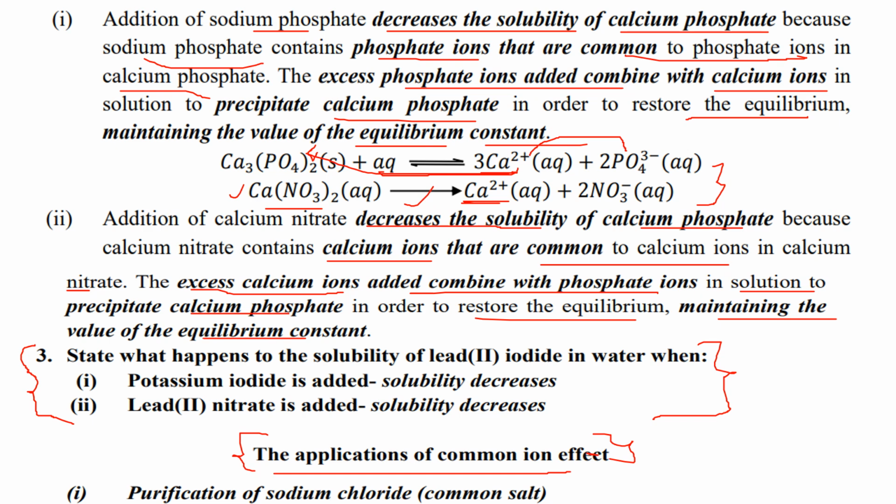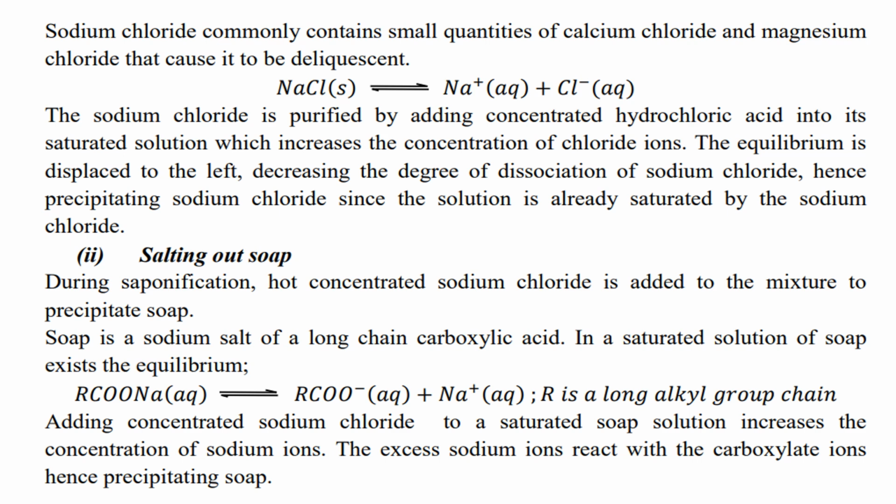So my number 1, you're going to look at it being applied in the purification of the sodium chloride salt. And sodium chloride is known as the common salt in chemistry. Since common salt is the same as sodium chloride, we say that here it commonly contains quantities of calcium chloride and magnesium chloride that cause it to be deliquescent. So sodium chloride being a sparingly soluble salt, its equation is going to be this, the solubility product equation.